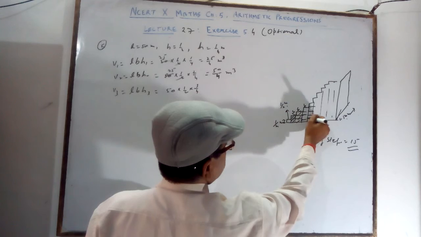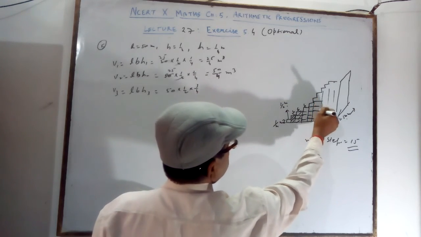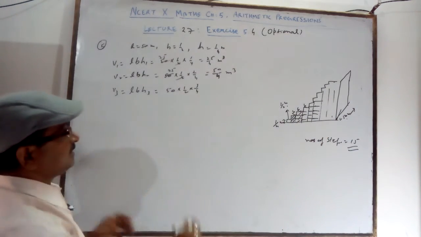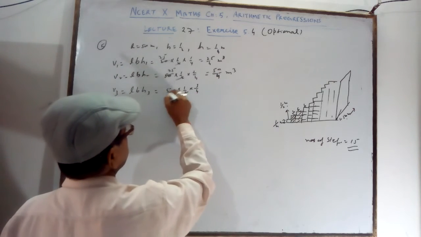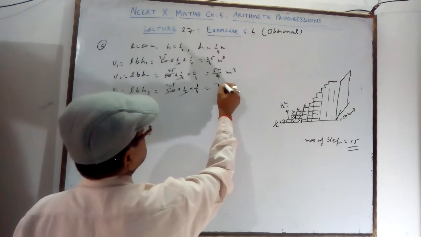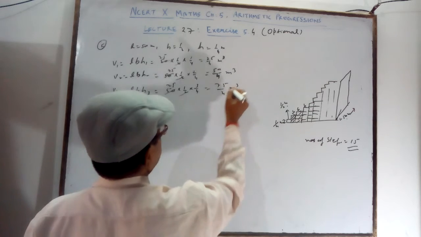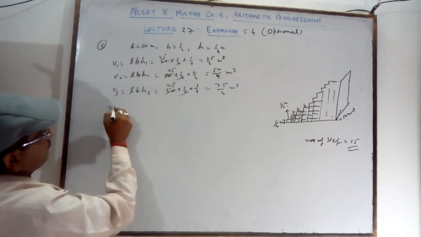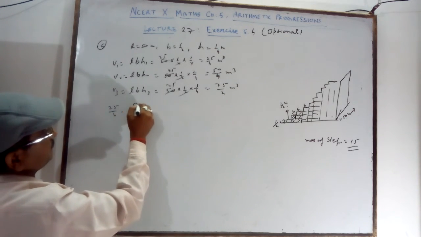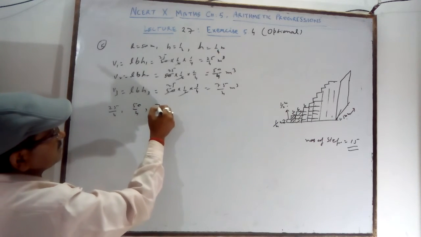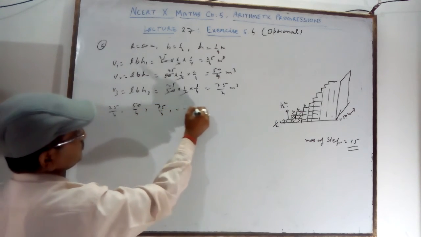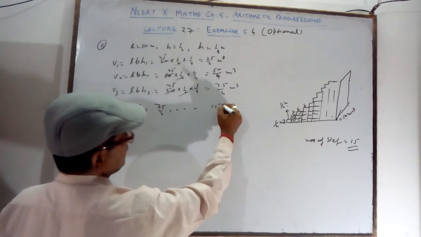Then here 5 by 4, then here 6 by 4. Like this, the height is only increasing. So 75 by 4 meter cube. So you are getting first 25 by 4, 50 by 4, 75 by 4, and so on. How many times? It increases 15 times.